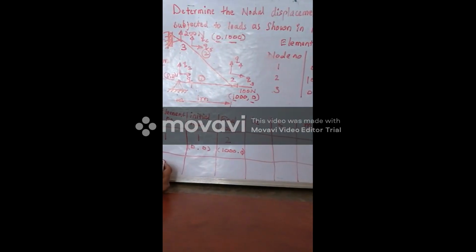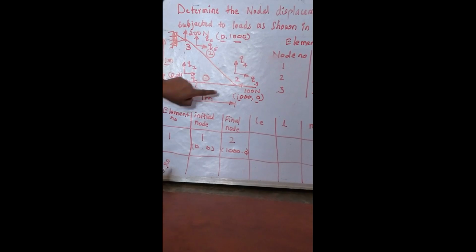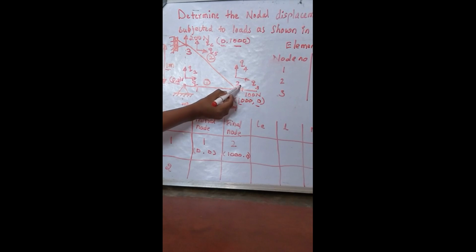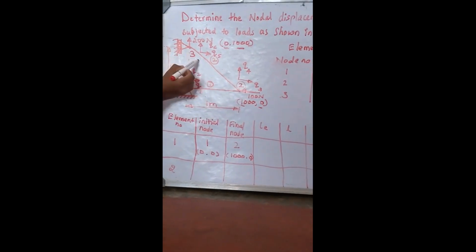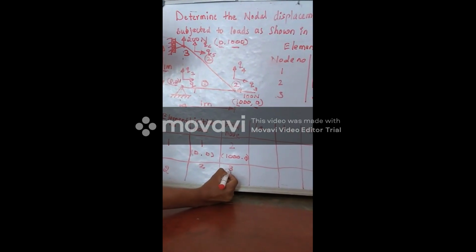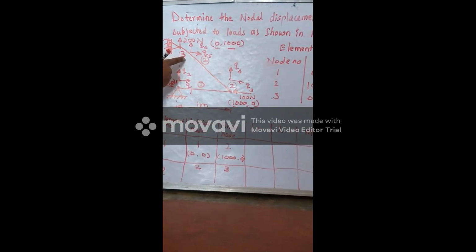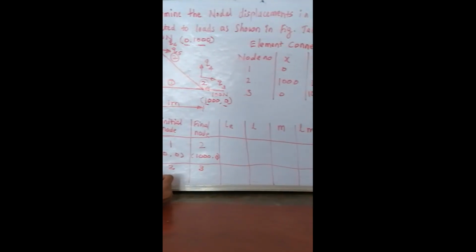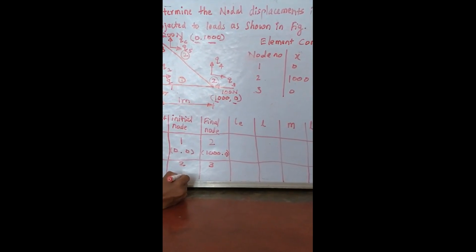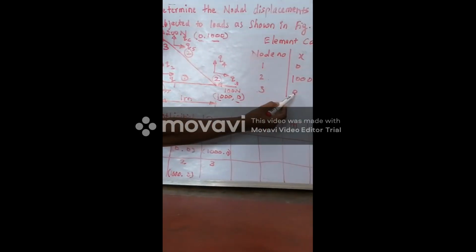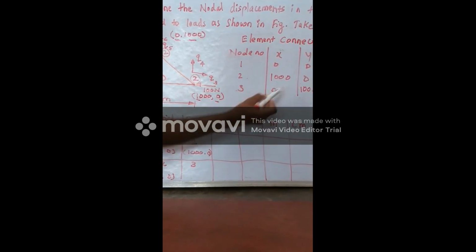Okay. Element number 2. The initial node, the starting point for element number 2, is node 2, and the final node for element 2 is node 3. So initial node is node 2 and final node is node 3. Initial node 2 coordinates are 1000, 0. If you have written the nodal data, it will be helpful for writing the initial node and final nodes. So initial node is 1000, 0, and final node 3 coordinates are 0, 1000.